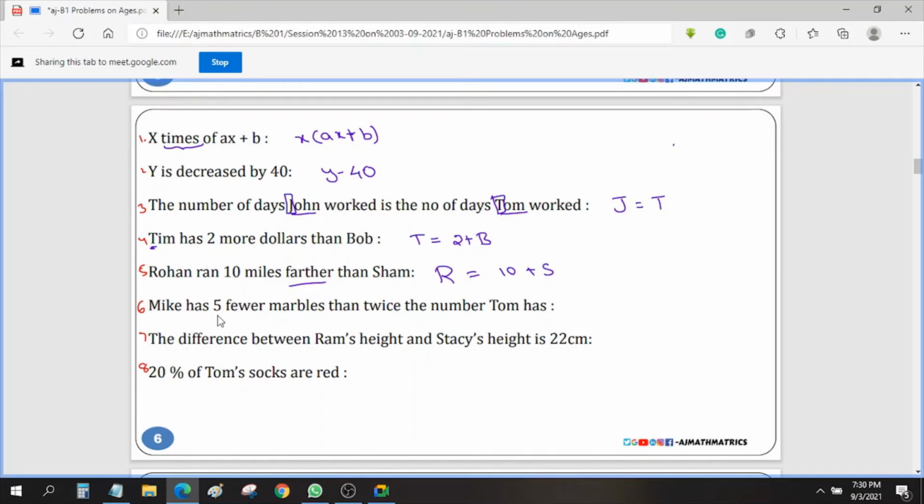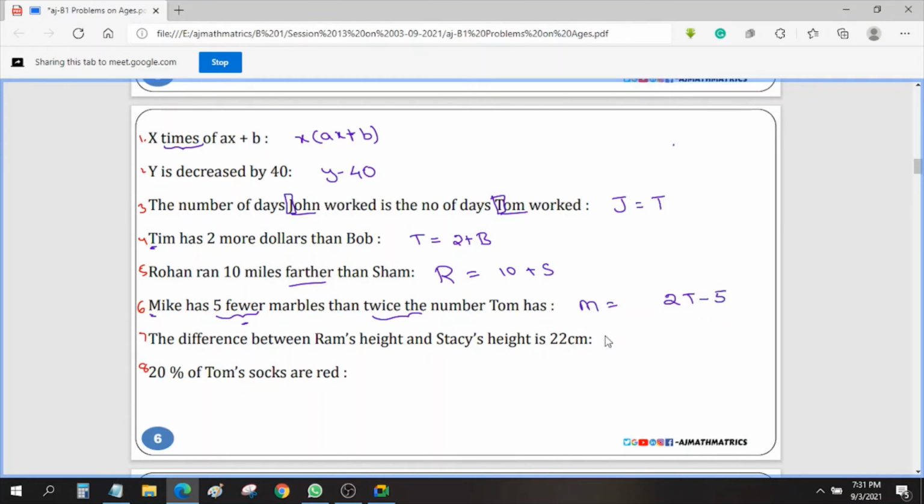Next, Mike has 5 fewer marbles than twice the number Tom has. Now I am assuming M is the number of marbles Mike has. M is equal to 5 fewer. Fewer means what? Minus 5, fewer marbles than twice the number. Twice means what? 2 into Tom. Tom has T number of marbles. So let us assume Mike has M number of marbles, Tom has T number of marbles. So Mike has 5 fewer than twice the number Tom has, which means 2T minus 5.